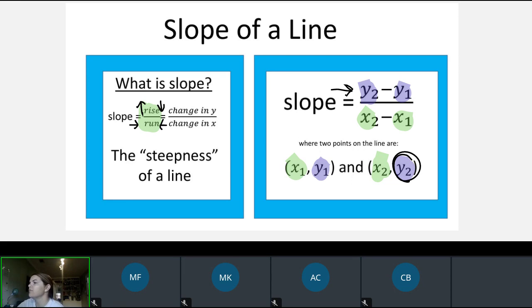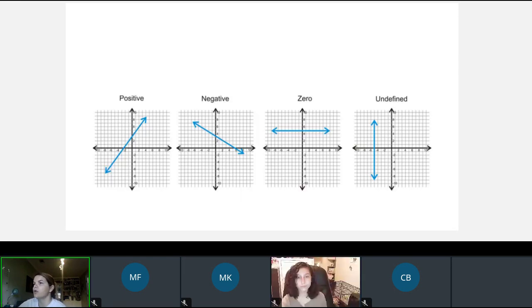Before we do that, I want to show you a visual of the 4 different types of slope we can have. When we are determining slope, we're always going to start at the far left side of your graph. If I start at the far left side of this first graph that says positive above it, my graph is going up and to the right.